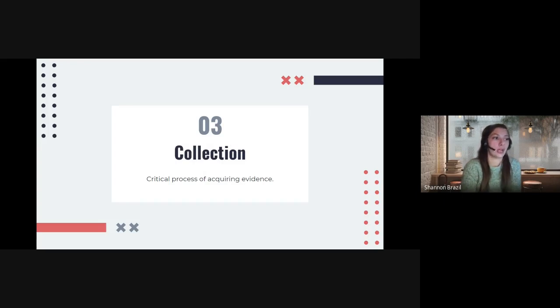Collection. The critical process is acquiring the evidence. This is where examiners will begin to acquire the digital evidence. It's important to understand the volatile nature of some of the evidence an examiner might want to look at. Volatile evidence is evidence that can be lost when a system is powered down.